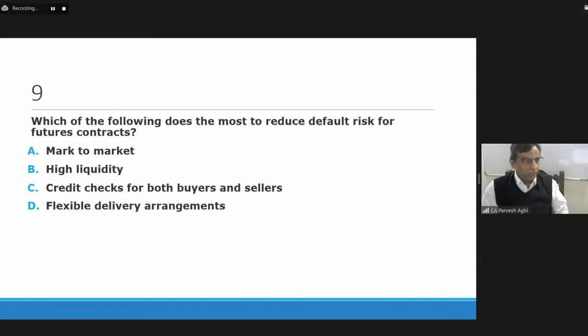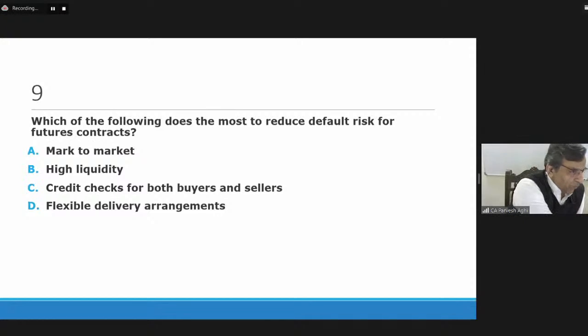Okay, so I expect some answers from you. Which of the following does the most to reduce the default risk for the futures contract? Mark-to-market settlement, high liquidity, credit checks for both buyers and sellers, flexible delivery contracts.